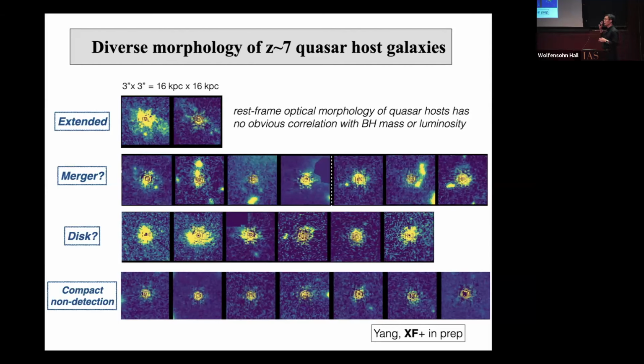The other message is that the properties of host galaxies don't seem to correlate with any particular black hole property, whether black hole mass or accretion. Of course, we don't have a lot of dynamic range quite yet, but at least by looking at the black holes themselves, you cannot predict what kind of host galaxy they're living in. So that's interesting. They don't seem to know each other particularly well.